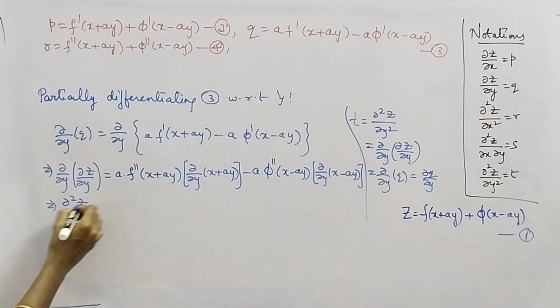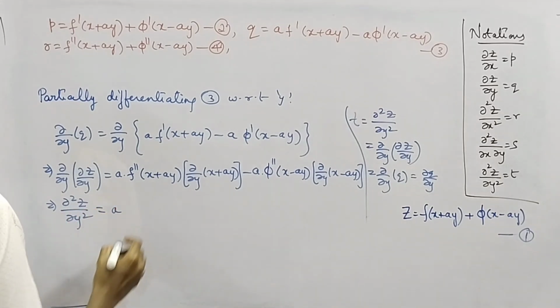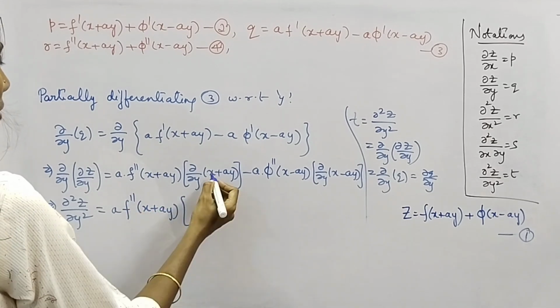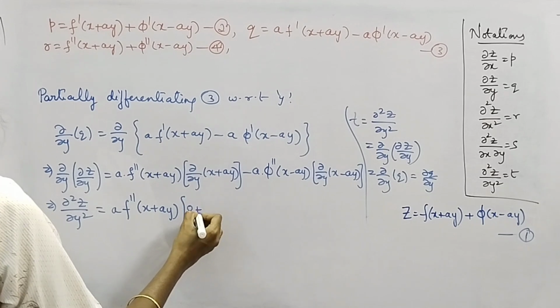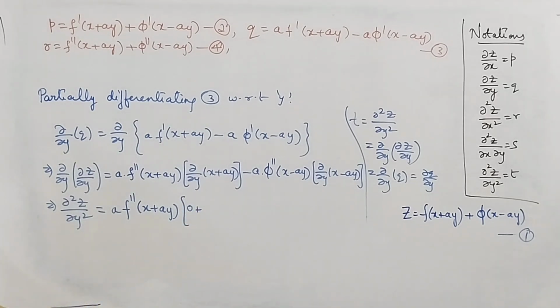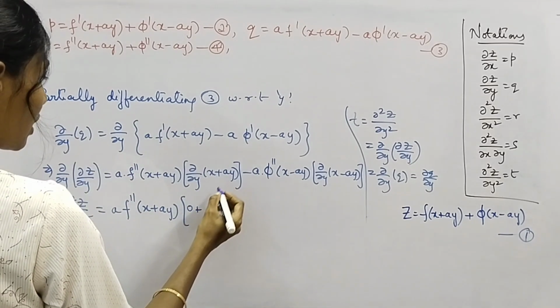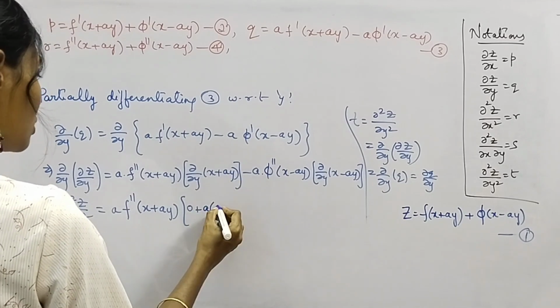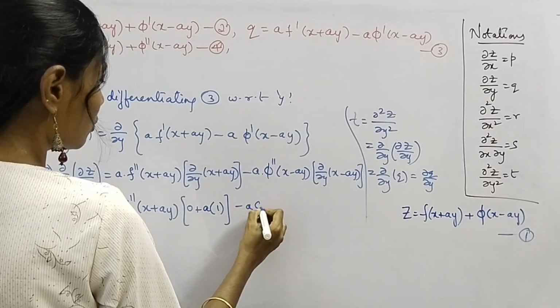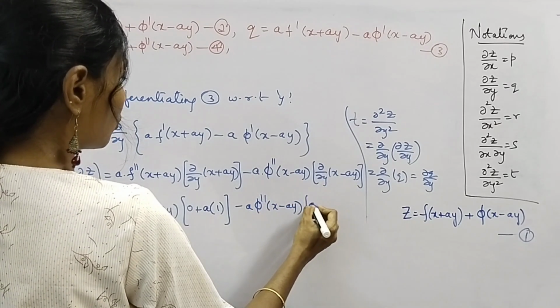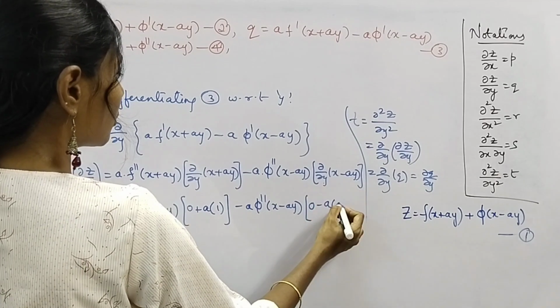This gives us dou square z by dou y square equal to a into f double dash of x plus ay into the partial derivative of x with respect to y, which is 0. Since we are partially differentiating with respect to y, we'll treat x as constant here. Then we get the partial derivative of x with respect to y is 0, plus a into the partial derivative of y with respect to y, which is 1, minus a into phi double dash of x minus ay into the partial derivative of x with respect to y, which is 0, minus a into the partial derivative of y with respect to y, which is 1.